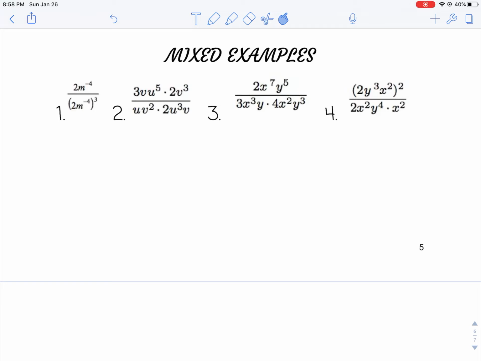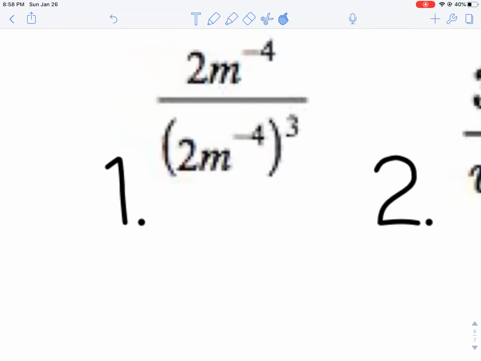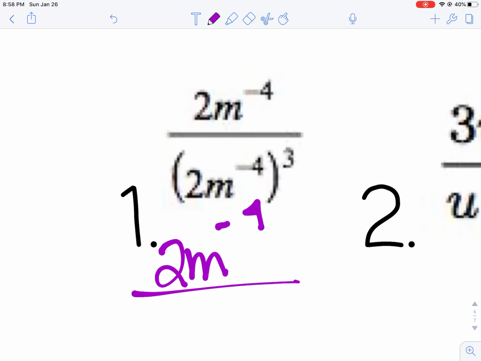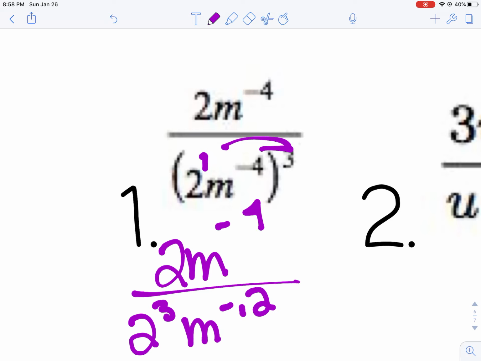All right, guys, so we're going to look at some of these mixed examples. So they could throw any exponent rule at you, and it's your job to simplify it. So remember, if you have power to a power, you're always dealing with that first. So if I look at that very first one, I notice I have power to a power in the bottom. So I have 2m to the negative fourth. However, I need to distribute that 3 to all of my exponents. So I have 2 to the third, m to the negative 12.